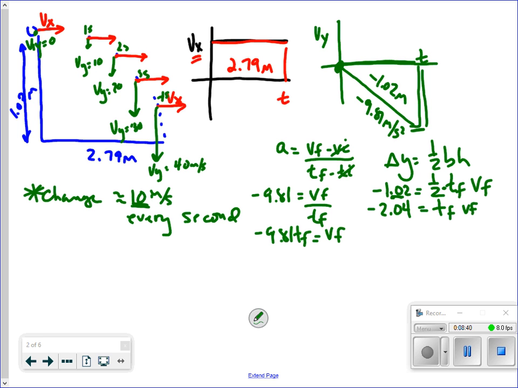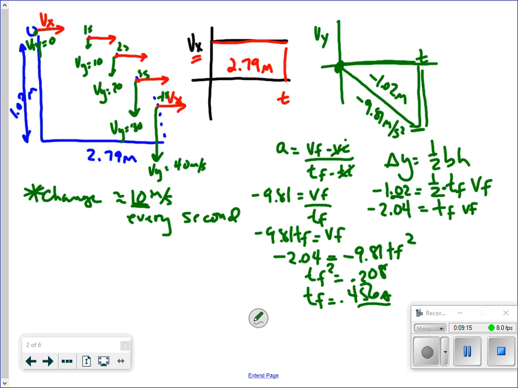So now we have a nice system of equations, and I'm going to put one into the other. So equals negative 9.81 tF squared. This should not be new for anybody. We've seen this quite a bit. I just need to do some math because I don't know what the answer is. So tF squared equals 0.208. And notice my negatives cancel out, so that is handy because you can't square root a negative number. And our time in the air is 0.456 seconds.